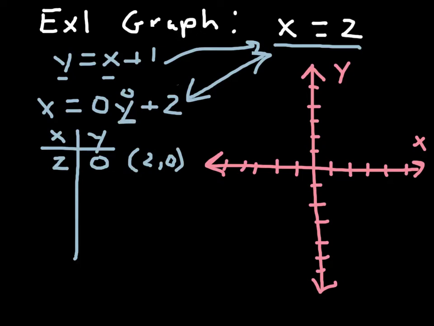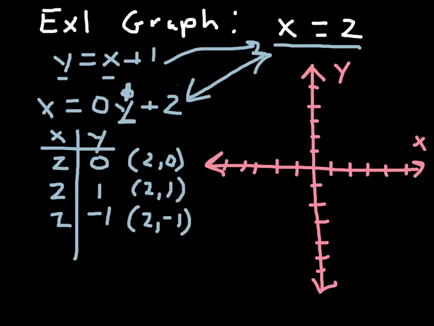How about if I put 1 in for y? So I'll put a 1 right there. Let's see, 0 times 1 is 0, and 0 plus 2 is 2. Now you're going to see a certain pattern that's happening here. When y is a negative 1, x is 2. So I have (2, 1) and (2, -1).